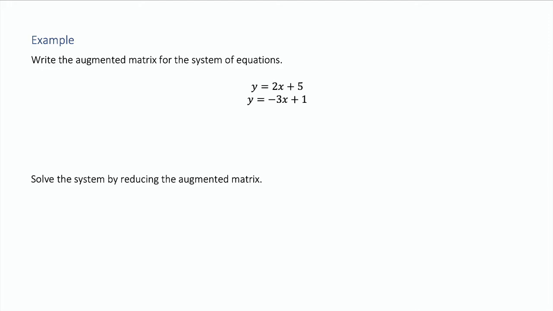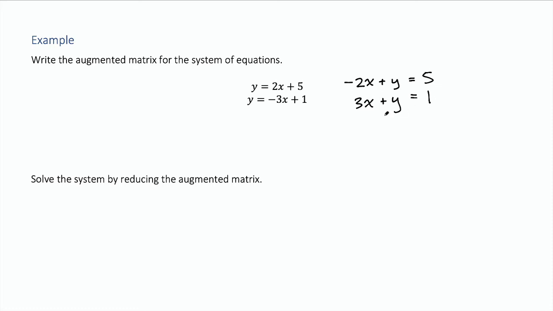To write the augmented matrix for this system of equations, notice it's not in the form that we like. We like seeing all the variables on one side and anything without a variable on the other side. So the x terms here, we're going to move those to the left side. In the first equation, if we subtract 2x from both sides, we get negative 2x plus y equals 5. And for this second equation, if we add 3x over, we get 3x plus y equals 1.